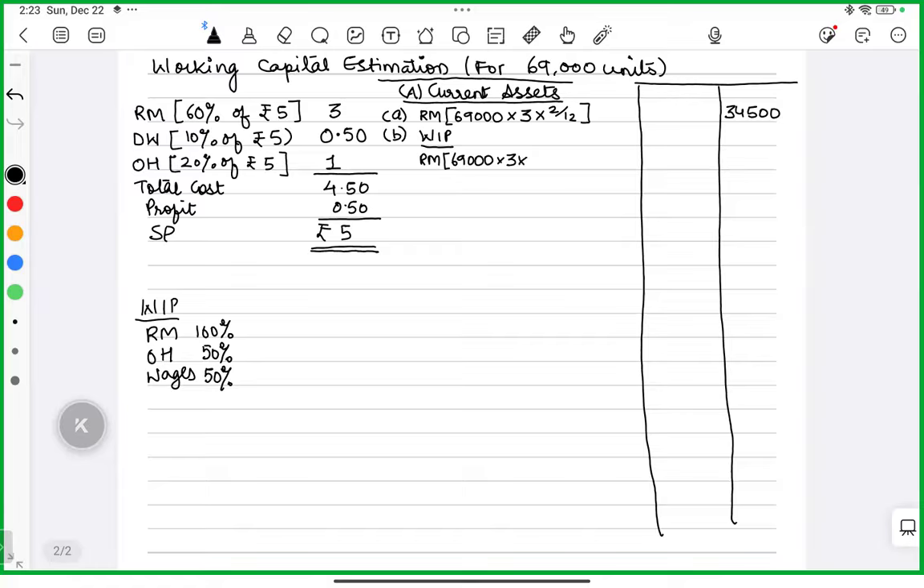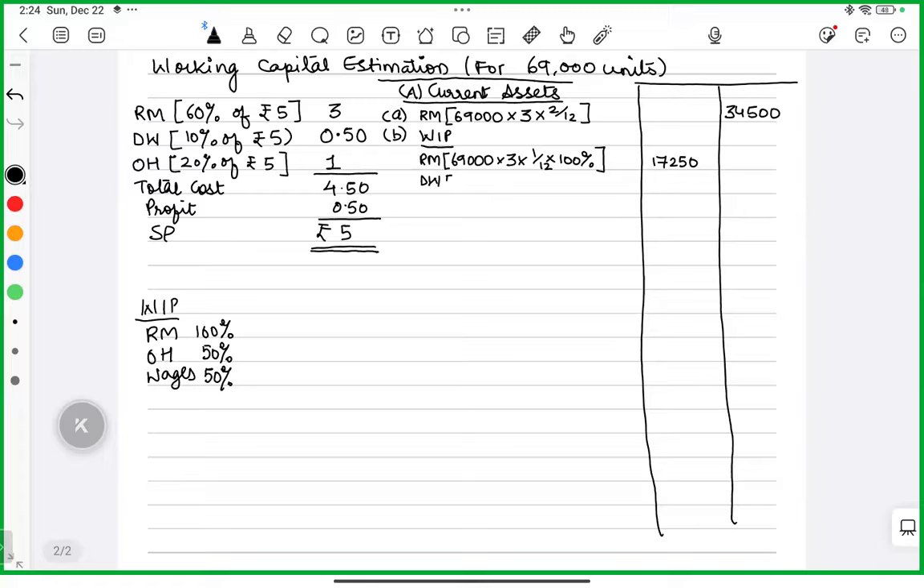Now see what is the time for work in progress. If you see in the question, you are given production time. Production time is 1 month. So production time is 1 by 12. And for raw material, you have to take 100% complete. It means raw material is 100% complete. So raw material in work in progress is 17,250.